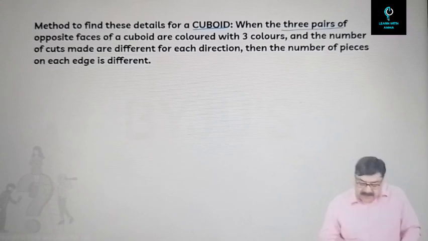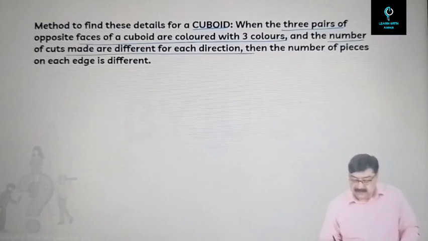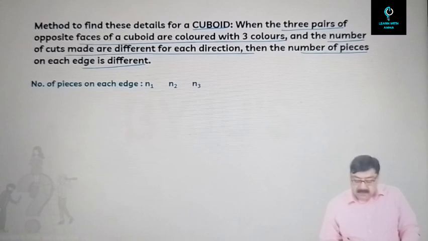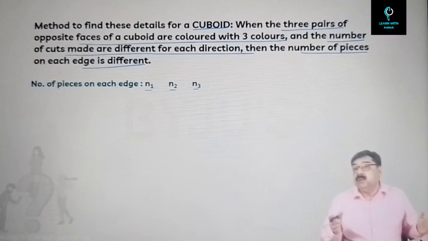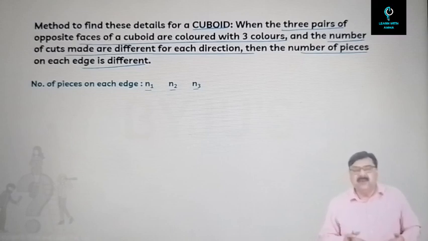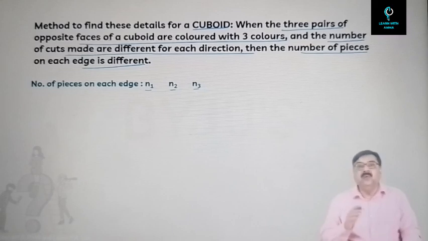Now when 3 pairs of opposite faces of a cuboid are colored with 3 colors, and the number of cuts made are different for each direction, then the number of pieces on each edge will be different. That is n1, n2, n3, because length, breadth, height of a cuboid, all these 3 figures will be different. We are taking that particular case. There could be 2 figures which could be the same also. So we have different counts of pieces on each edge.